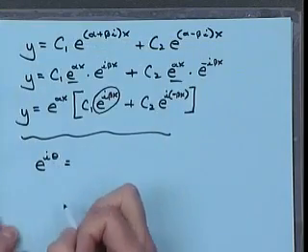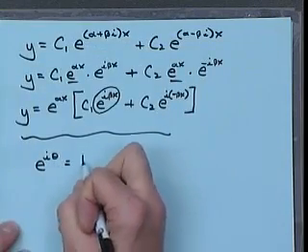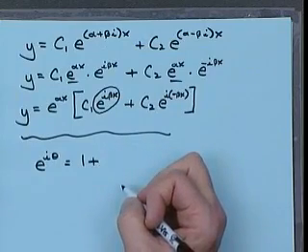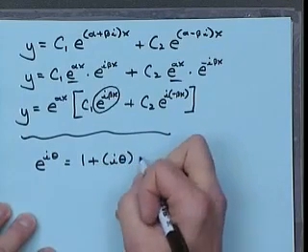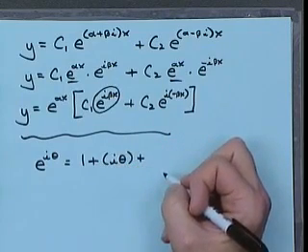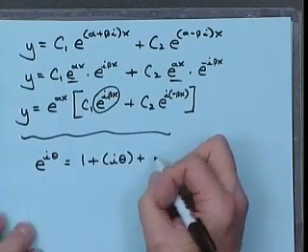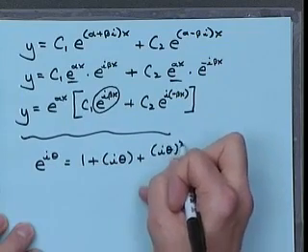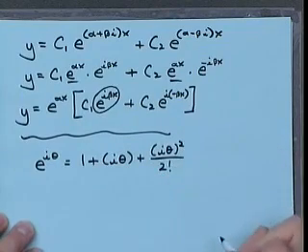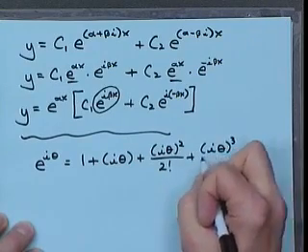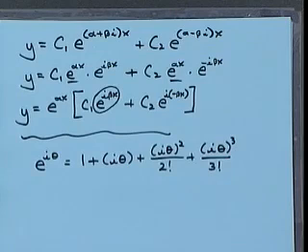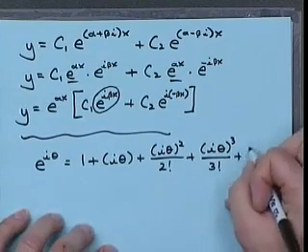So for e to the i theta, it ought to be 1 plus, now normally it's x, so now it's going to be i theta. Then it's normally x squared over 2 factorial, so it's going to be i theta squared over 2 factorial. i theta cubed over 3 factorial. So we're using that e to the x expansion. Everywhere there's an x, we're putting in an i theta. Let's get one more.